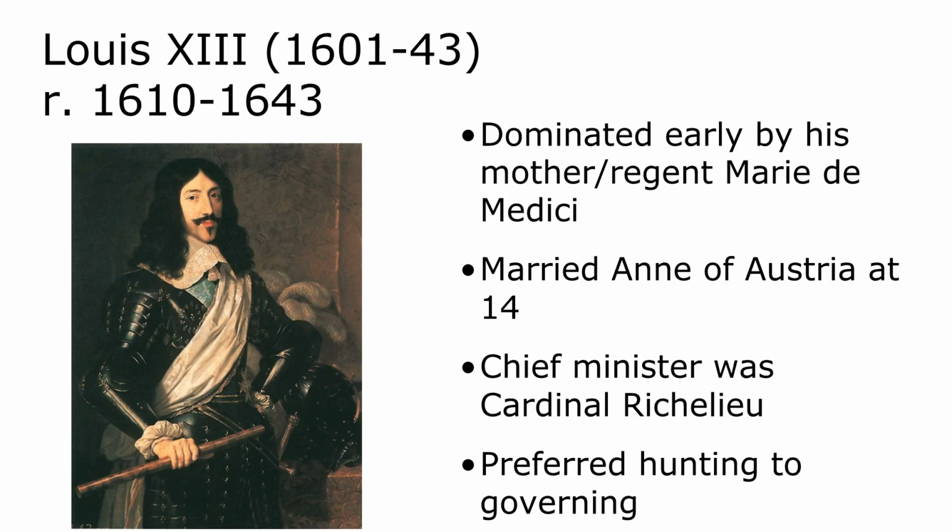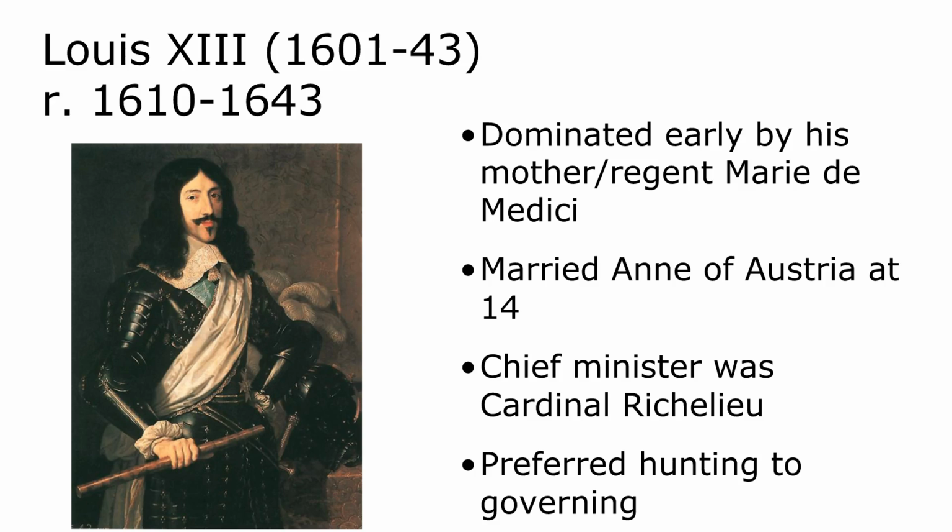And so she turns to Cardinal Richelieu to rule for him as chief minister. Cardinal Richelieu really comes to dominate the reign of Louis XIII, and we'll get to him in a minute. But Louis XIII spends his life being told what to do by other people, first by his mother and then by Richelieu. And so he is very weak.